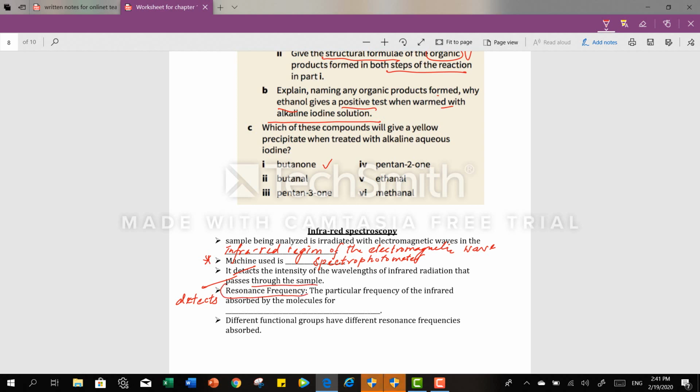Now, resonance frequency, as I mentioned, is the particular frequency of the infrared absorbed by a molecule for vibrating by stretching, bending, and twisting. So different functional groups absorb at different resonance frequencies. Do you understand what I'm saying?